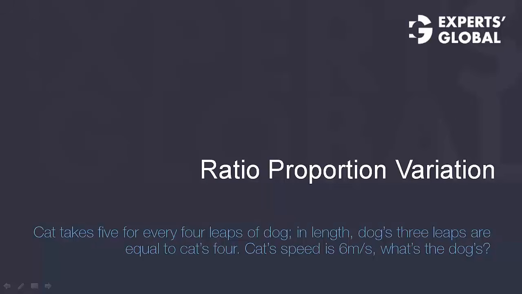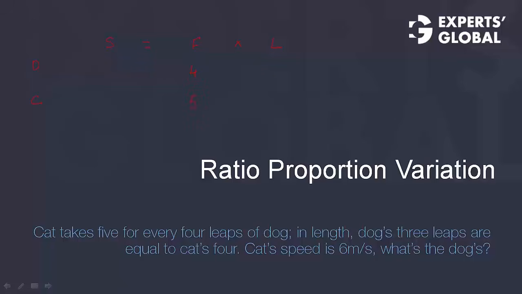This is a session on ratio, proportion, variation. Look at this question here. Now see, speed has to be a function of 2 factors. Speed would be the product of frequency of leaps and the length of leaps. There is a dog. There is a cat. Dog's frequency is less. Cat takes 5 for every 4 leaps of dog. So frequency of dog is 4, and frequency of cat is 5.